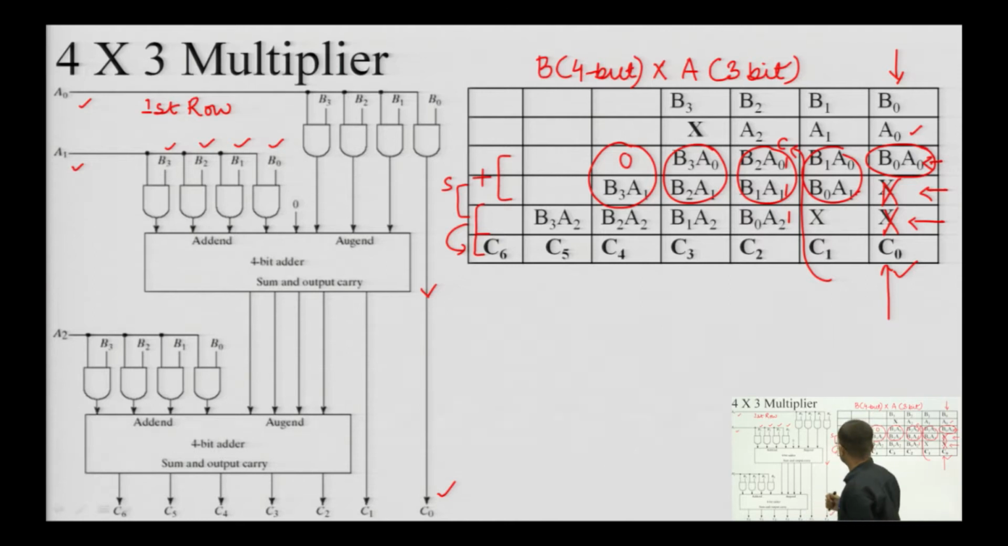So, one set of 4 bits will be the second row elements, and another set of 4 bits will be the first row elements, where there is a 0 here. So, we can check that there is a 0 here. These are the 3 products from the first row and these are the 4 products from the second row. Okay. So, when these two are added, we will get the sum.